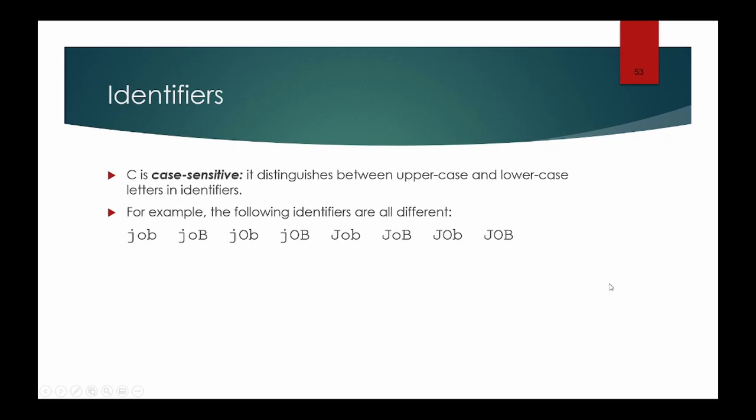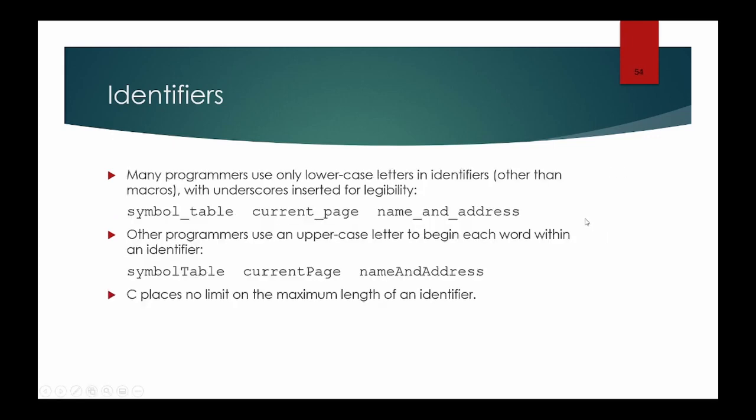It is case sensitive, okay? So C does distinguish between uppercase and lowercase. So for example, all of those are completely different identifiers. You've got lowercase job, capital J-O-B, capital J with lowercase ob. Any one of those combinations means something different. They're all completely different identifiers for different variables.